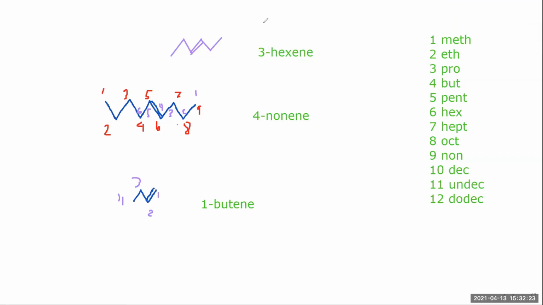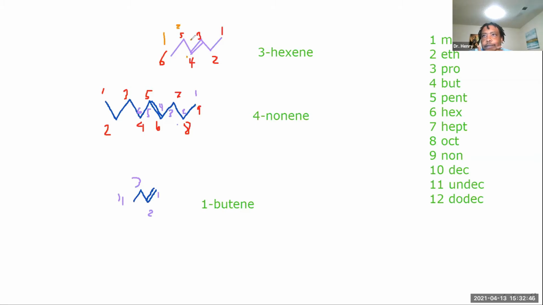And you want to go from the shortest direction. That's right. So this is 1, 2, 3, 4, 5, 6. Or if we go the other way, I think it'll be the same. 1, 2, 3. Yep, so it's the same either way.